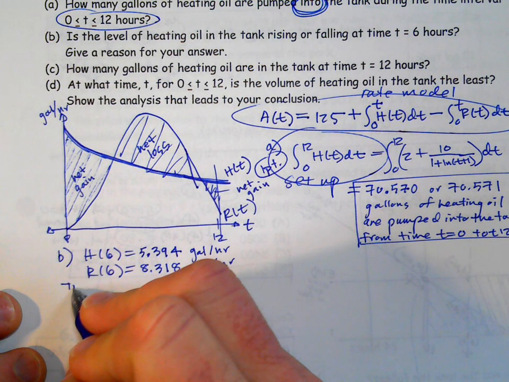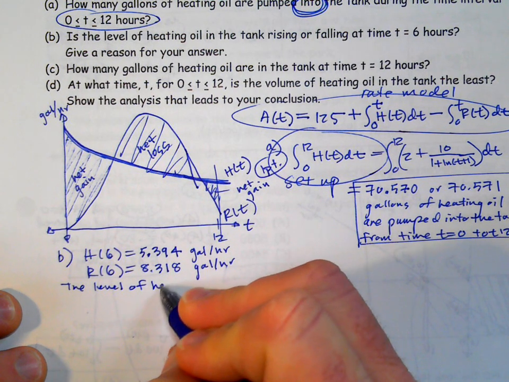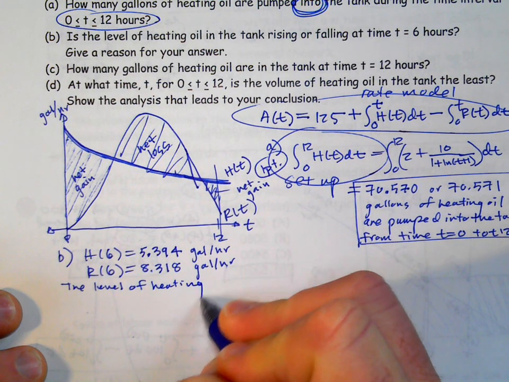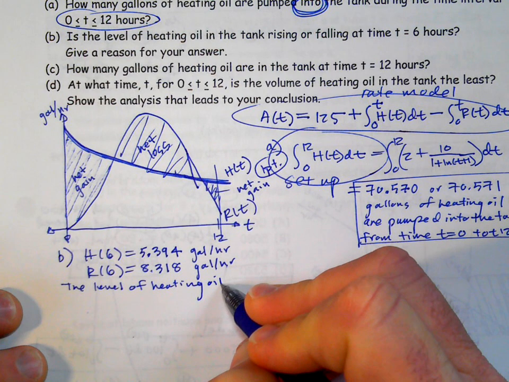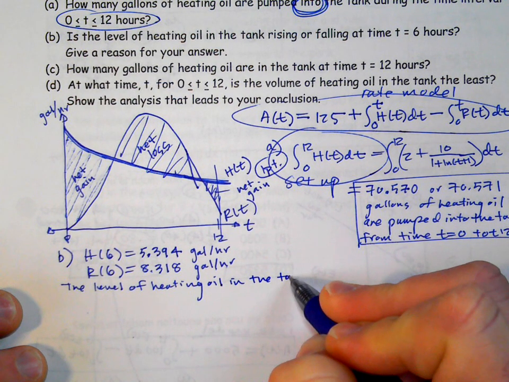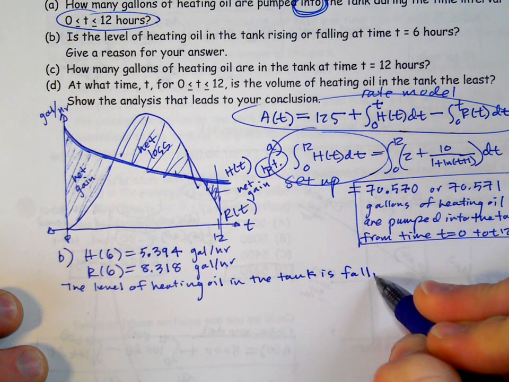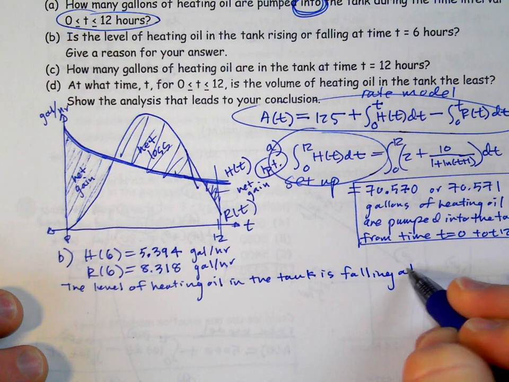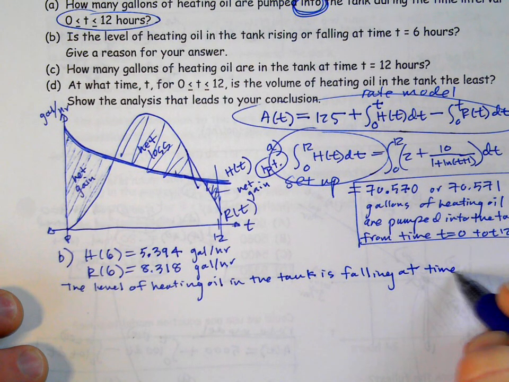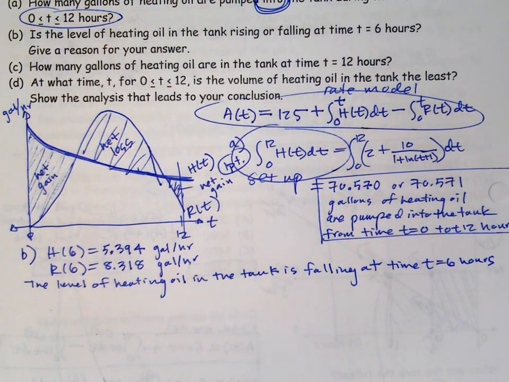We're going to say, the level of heating oil in the tank is falling at time t equals 6 hours. So that's your answer. But then I want you to kind of support your answer.